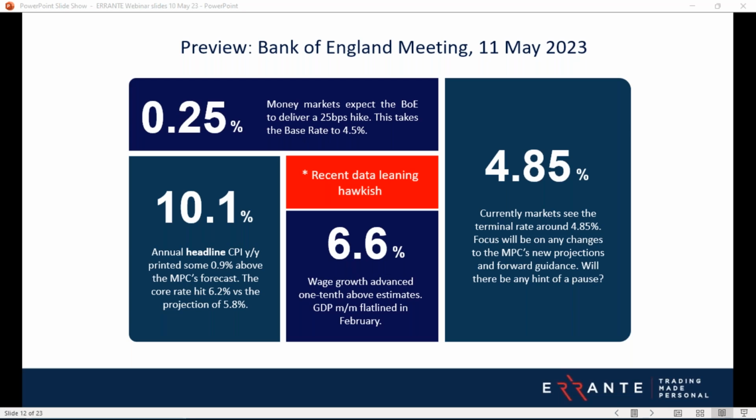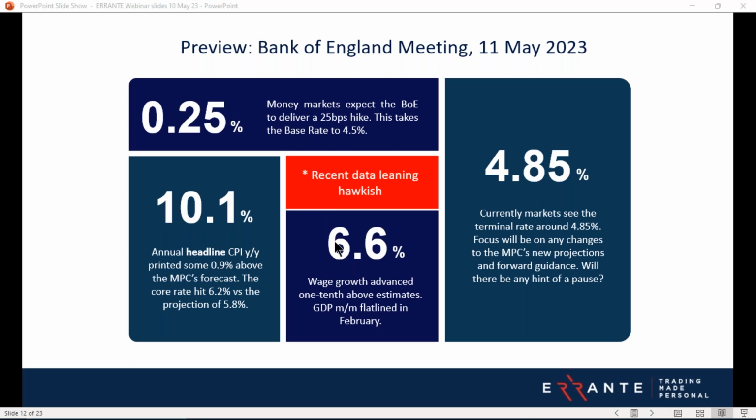The MPC opted to keep forward guidance on rates, which notes that if there were any evidence of more persistent pressures, further tightening would be required. Data since March really has leaned hawkish. I've put it in here really. The big issue, of course, is the year-on-year CPI print, still in double digits at 10.1%, way above the MPC's forecast, and the core rate as well at 6.2%, above the MPC projection of 5.8%.